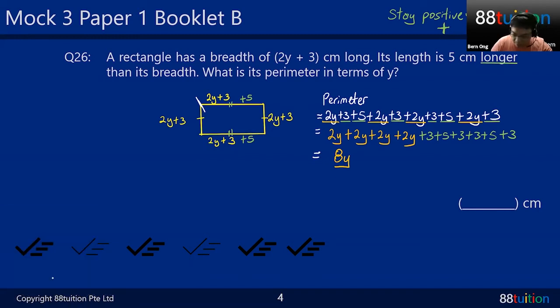Then the green color numbers, 3 plus 5 is 8. 8 plus 3, 8, 9, 10, 11. 11 plus 3, 14. 14 plus 5, 19. 19, 20, 21, 22. All right, so it's a plus 22. And that is your answer.